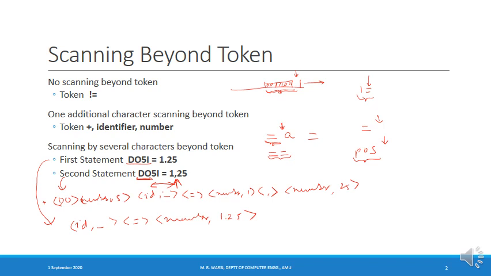So the point is that when the lexical analyzer recognizes a token and scans the source program beyond the token, it may have to scan one or no character in most of the cases, and in some cases, depending upon the language, several characters beyond the token in order to recognize the token.